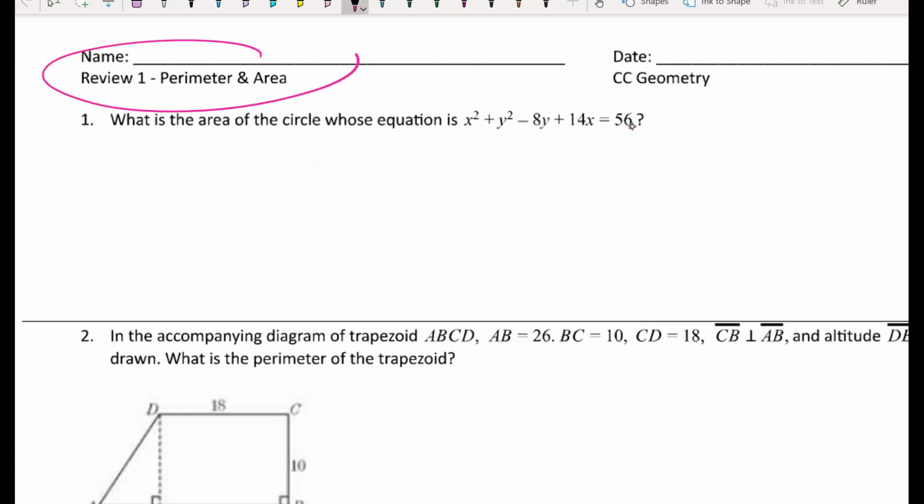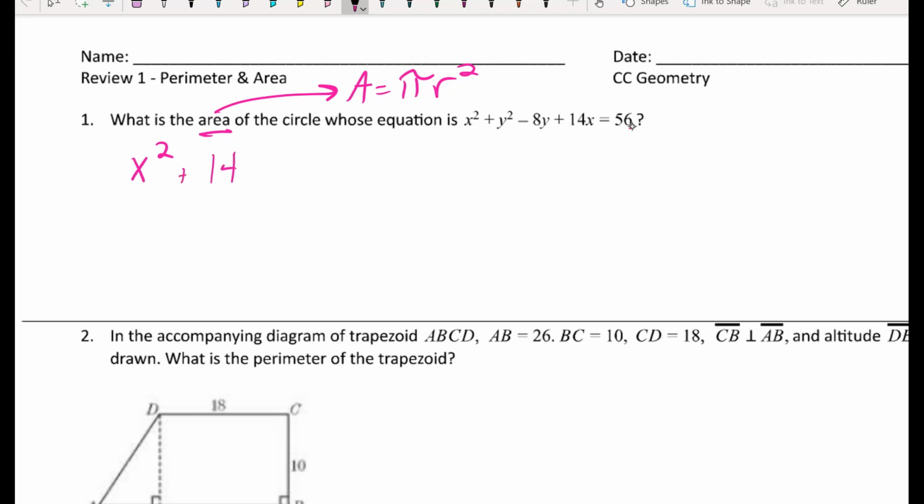I'm going to go through review 1 for the perimeter and area unit. So for number 1, what is the area of a circle whose equation is that? Well, remember the area formula for a circle is just pi times the radius squared, so all I need to do is identify the radius here.